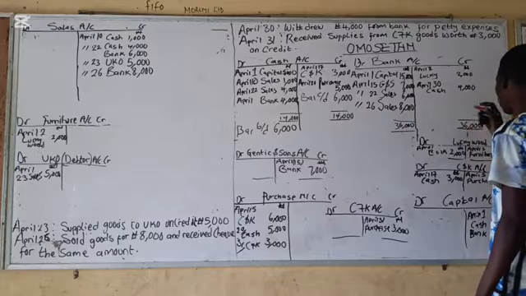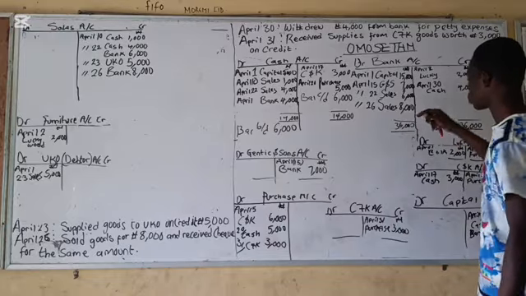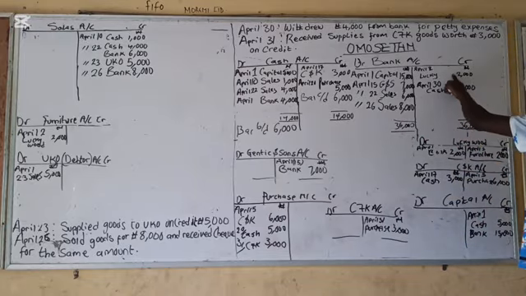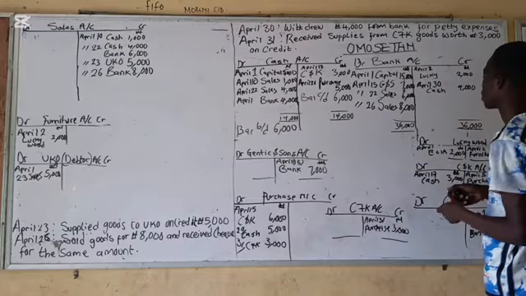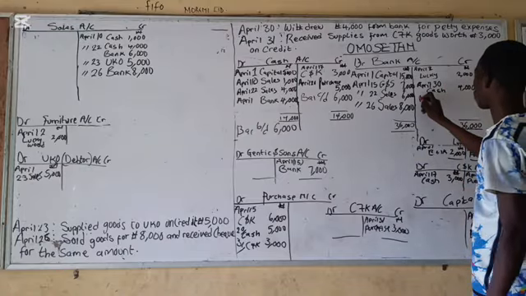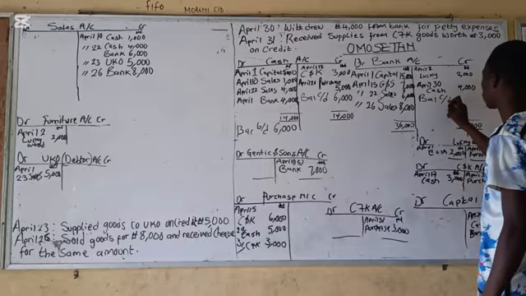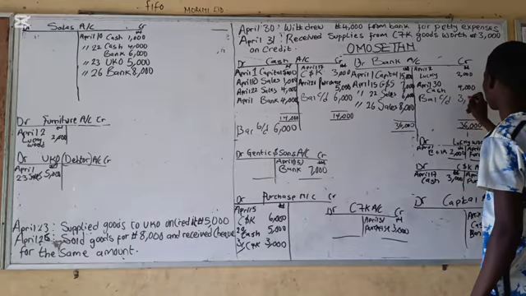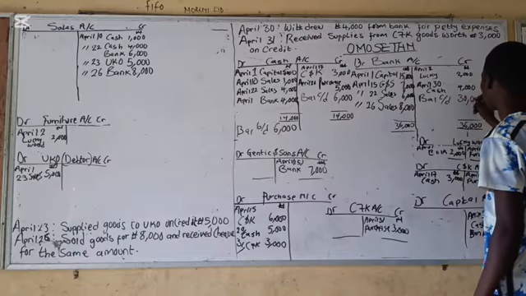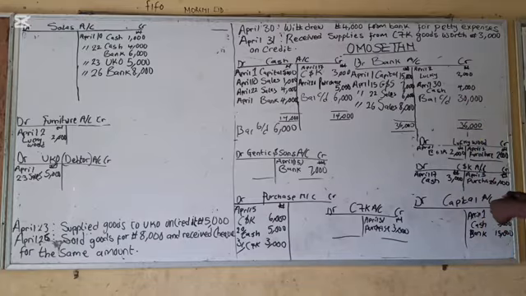Now how do you know our balance carried down? You subtract this from the total, right? So you have this 6,000 and the total here is 36,000. So our balance carried down is 30,000.